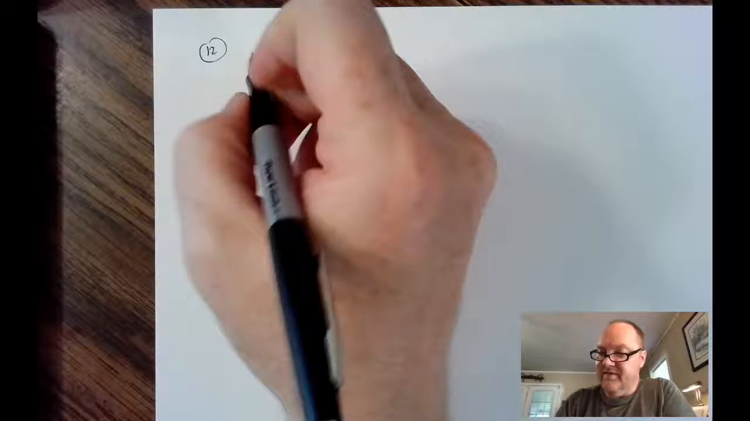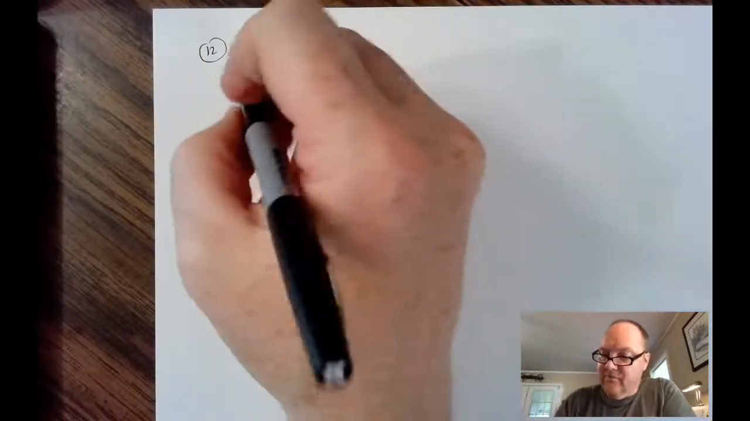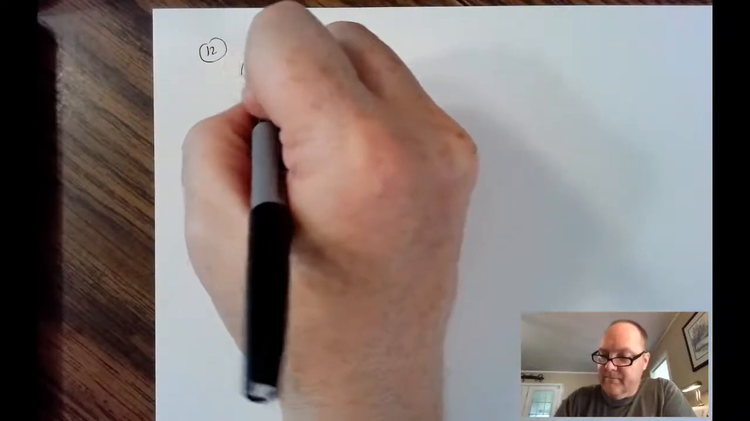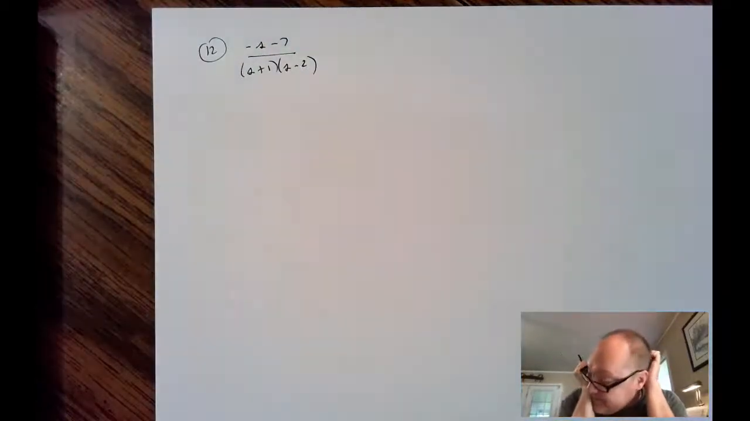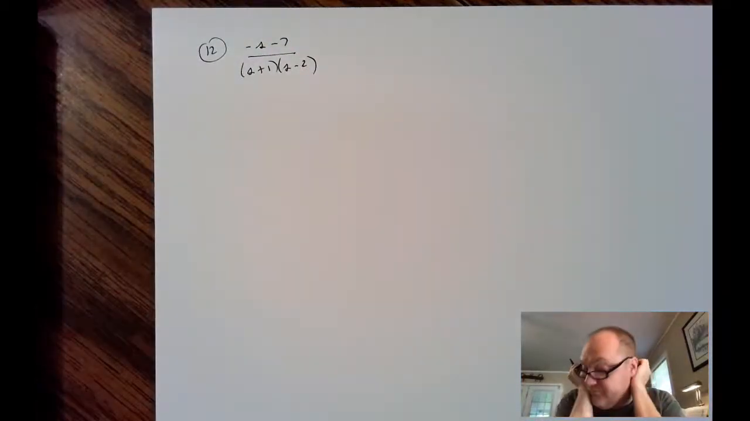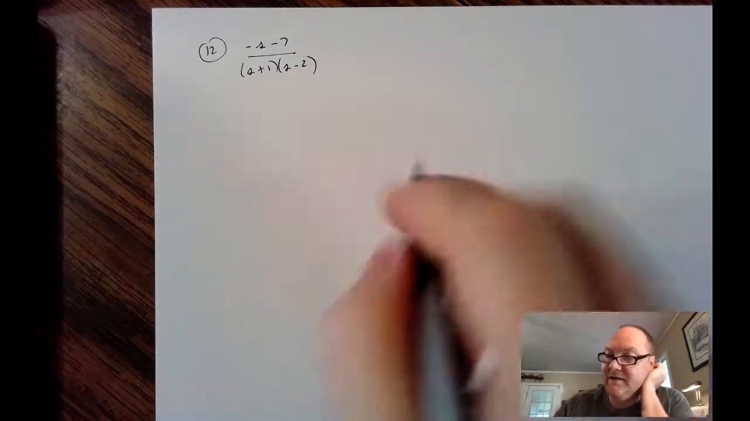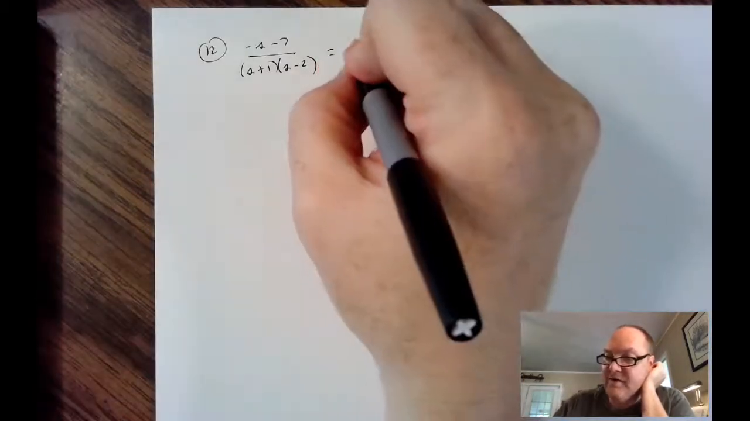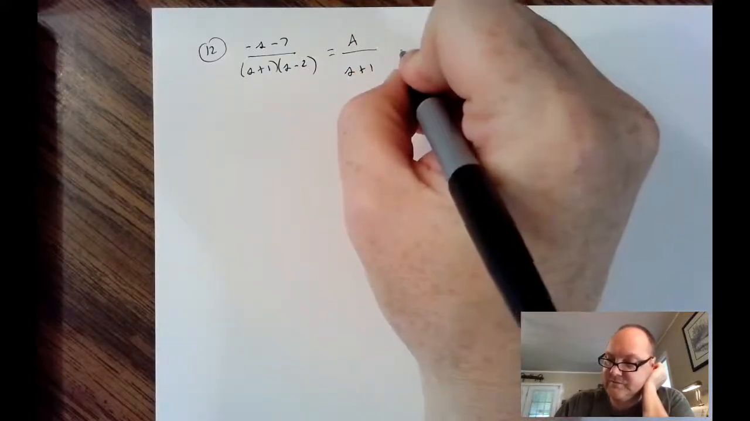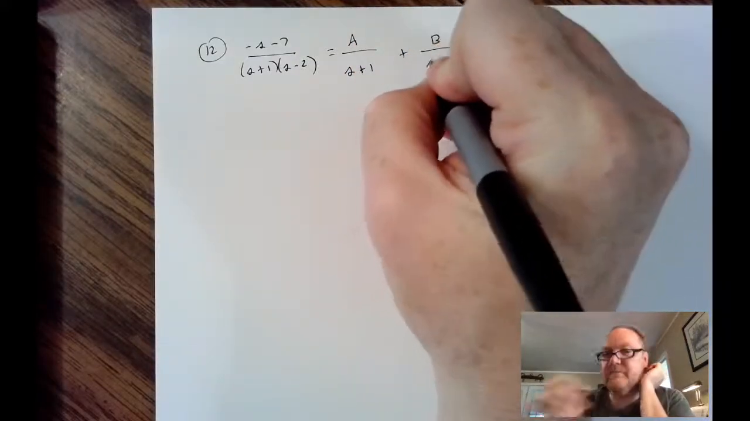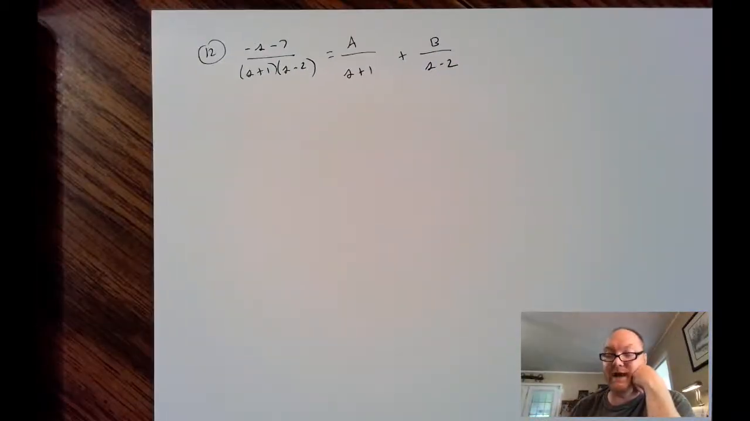Number 12 says negative s minus 7 over s plus 1, s minus 2. So again, I need to make this be in the form to be able to do a transformation. To do that, I'm going to go back to our old friends, the partial fractions. And all the rules for partial fractions occur.